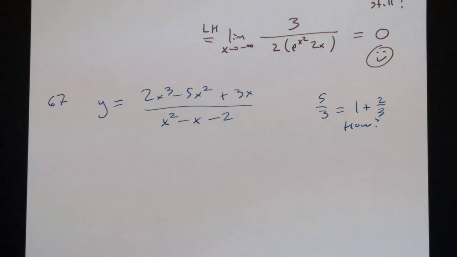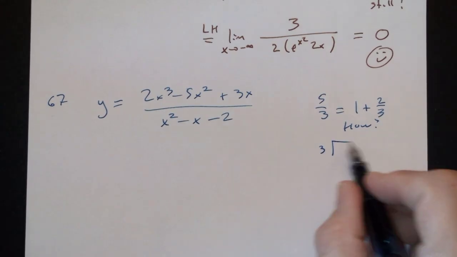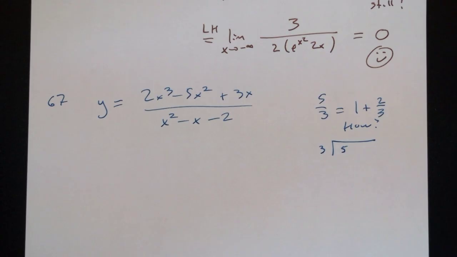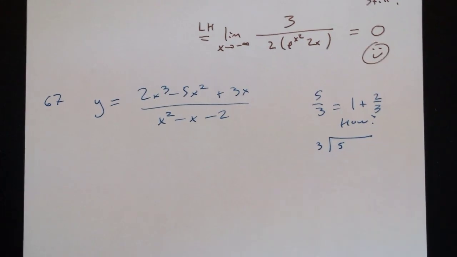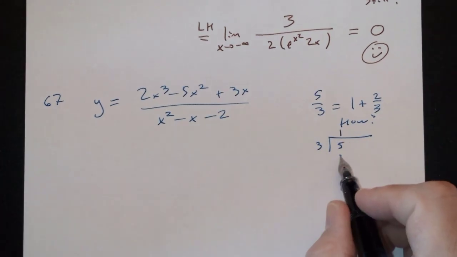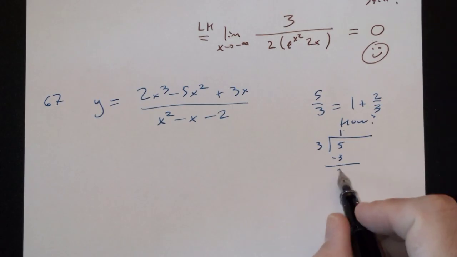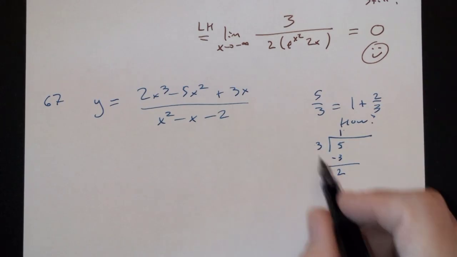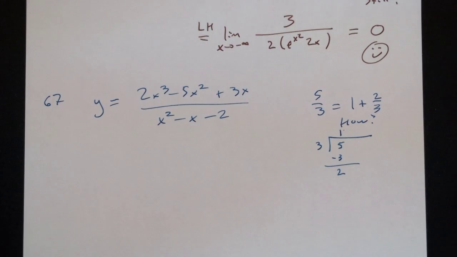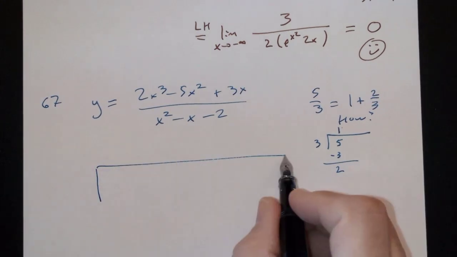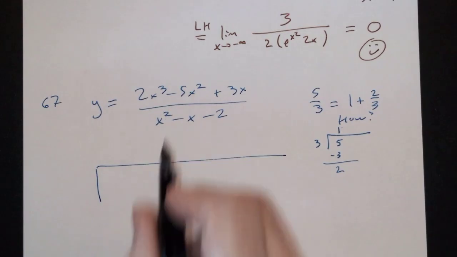I promise this is not as stupid as it sounds. I didn't multiply by 3. I actually took the 3 and divided it into the 5. How many times does 3 go into 5? It goes 1. So you multiply the 1 and the 3, you subtract, you get a remainder. And that's the 2/3, isn't it? I'm going to divide the bottom into the top.